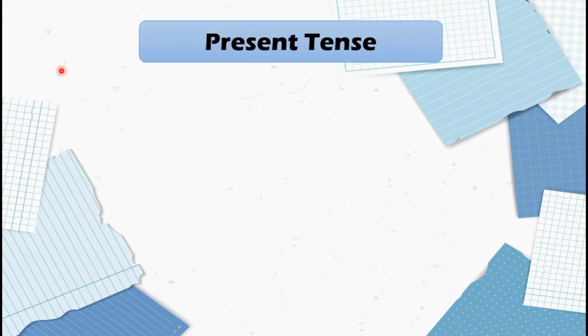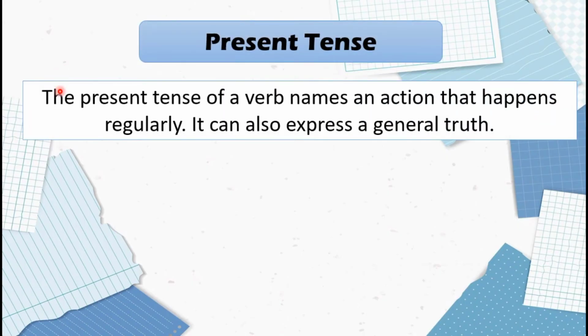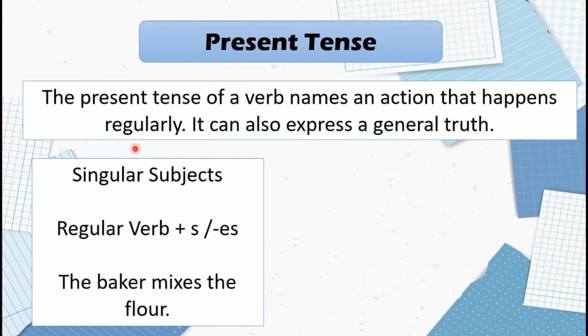Let us first discuss the present tense. The present tense of a verb names an action that happens regularly. It can also express a general truth. To form a present tense with a singular subject, we have to add s or es to the regular verb. For example, the baker mixes the flour. Here, the baker is a singular subject. That's why we have to use the present tense mixes.